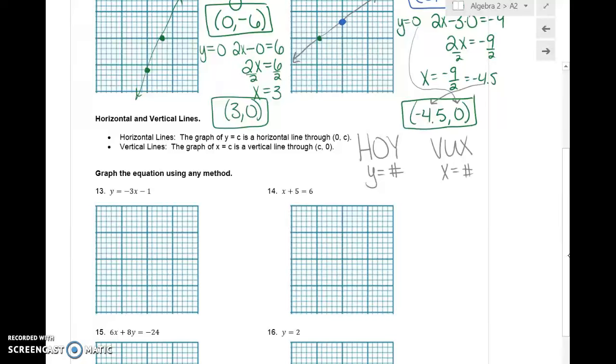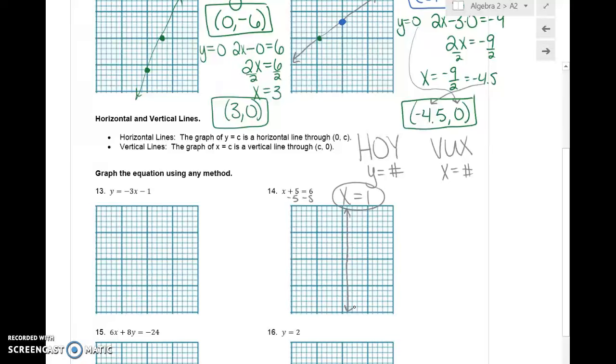So let's take a look at number 14. x plus 5 equals 6. Do you notice there's no y in that equation? There's no y to get by itself, so we might as well get the x by itself. So subtract 5 on both sides, and we get x equals 1. The graph of x equals 1 is a vertical line with an x value of 1. Every single point on this line has an x value of 1.